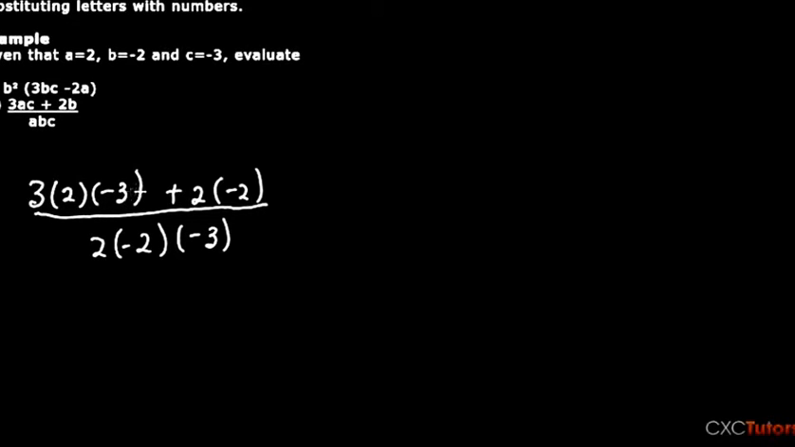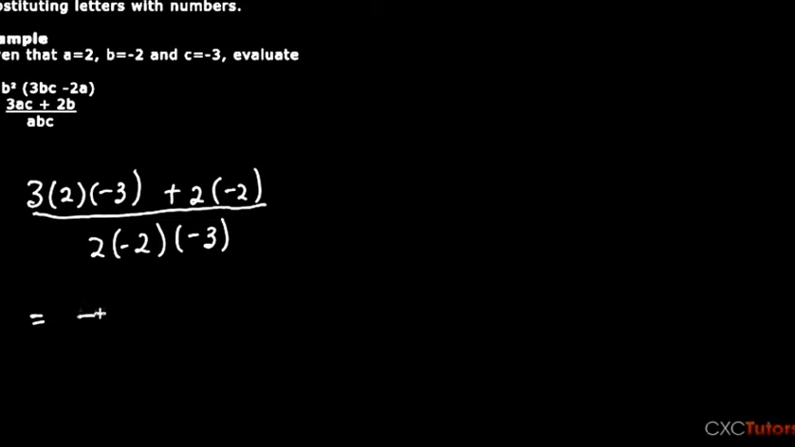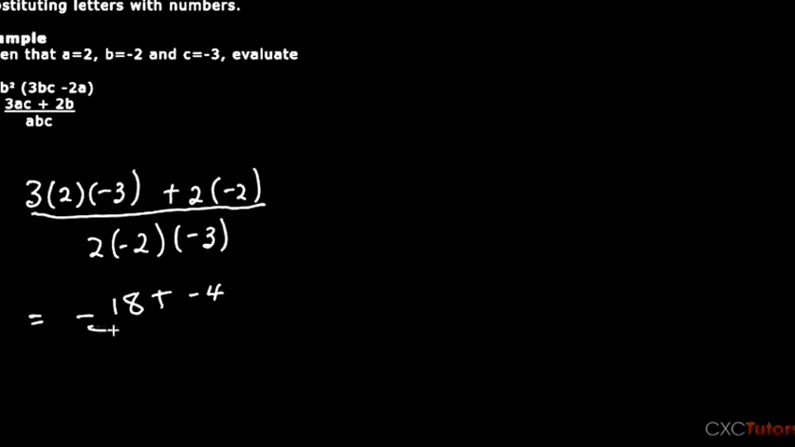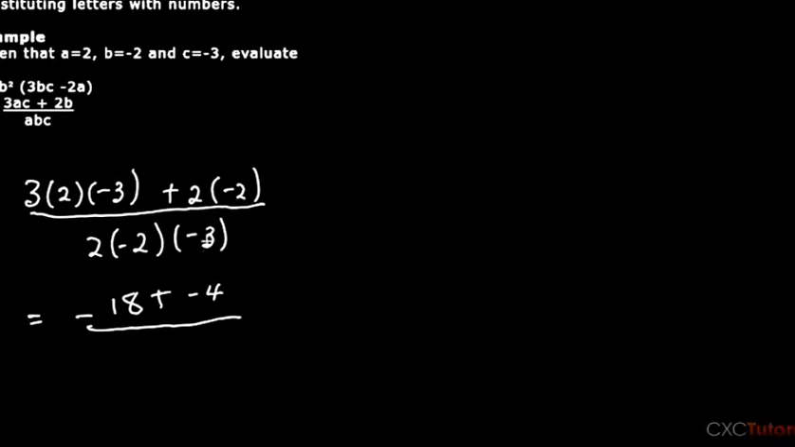And so let us work out what we have above the line. So we have 3 times 2, that is positive 6, and so positive 6 times negative 3 is equal to minus 18. So we have negative 18 right there, and then we have plus 2 times minus 2, that's minus 4. And then to this we are going to be dividing by 2 times minus 2, that's negative 4, and negative 4 multiplied by negative 3 gives positive 12.